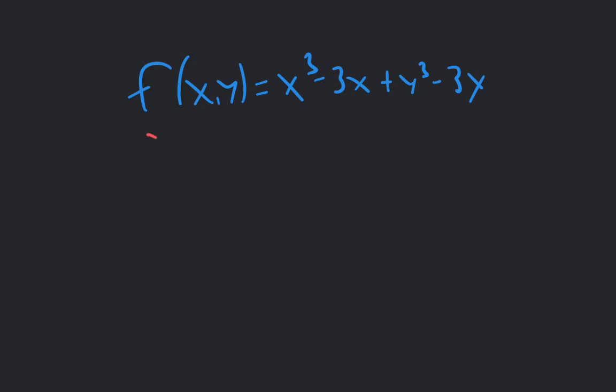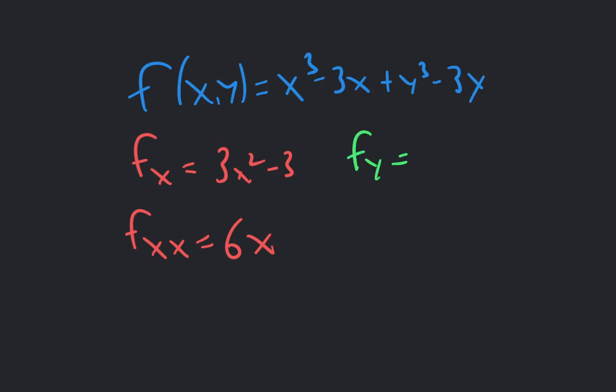Fx is equal to 3x squared minus 3. Fxx is equal to 6x. Let's look at the Fy. Fy is equal to 3y squared minus 3. Fyy is equal to 6y.